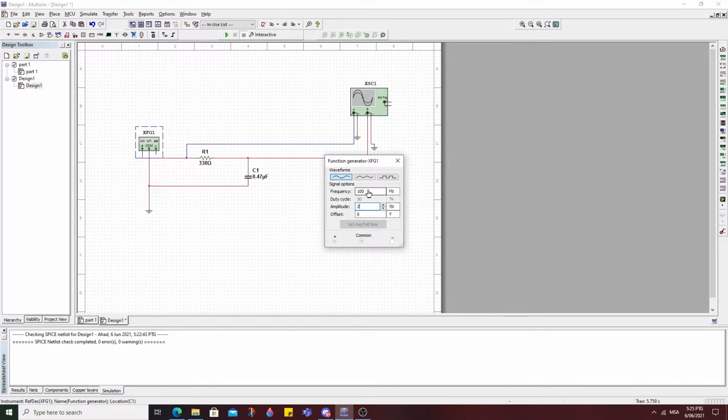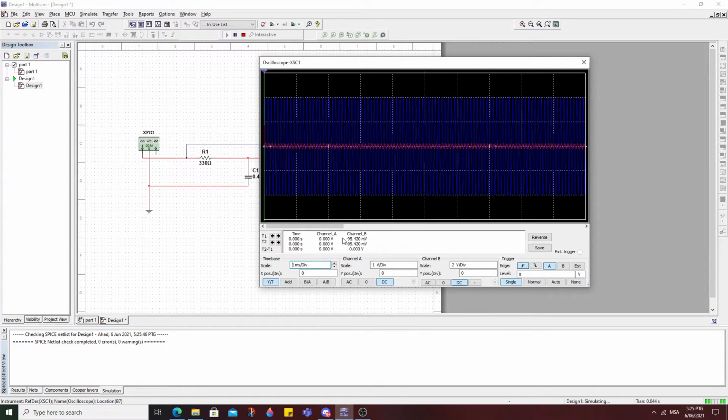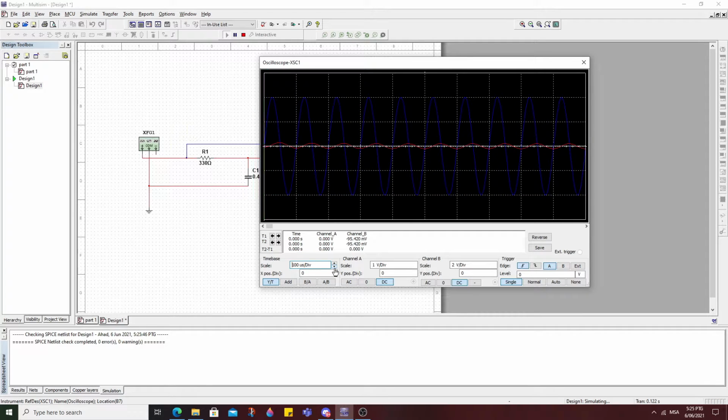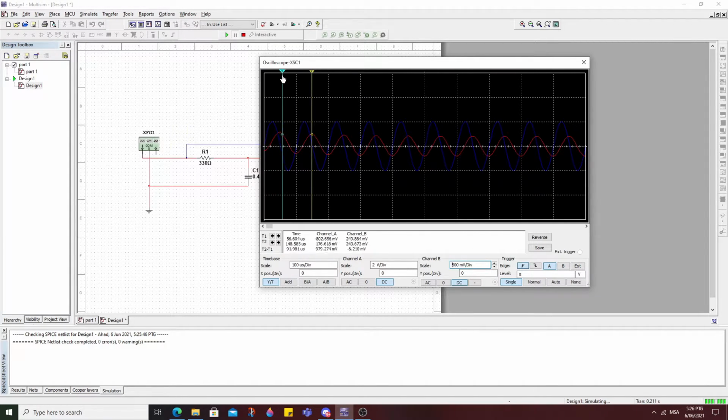So now we can change the frequency to 10 kilohertz. The amplitude is still the same, and then we run it again. We find this output. We pause, then from here we can find the V output for 10 kilohertz, which is 233.883 millivolt. This is the V output for the capacitor.